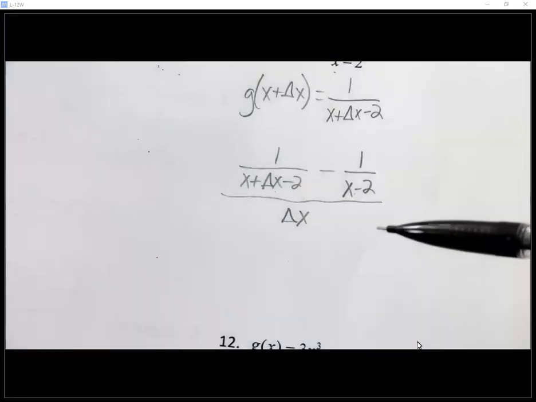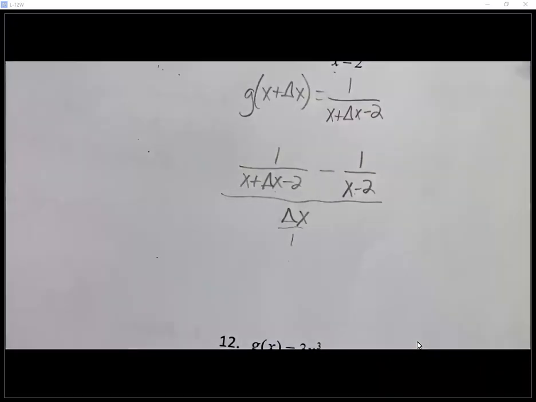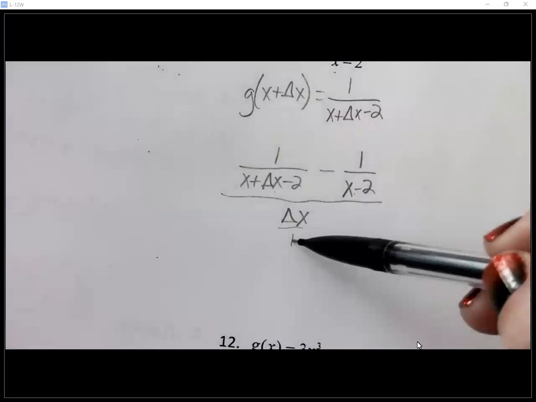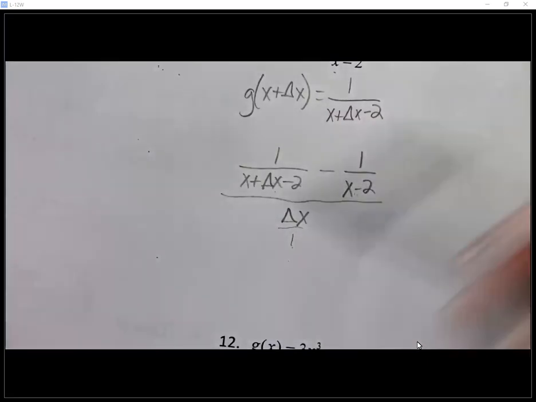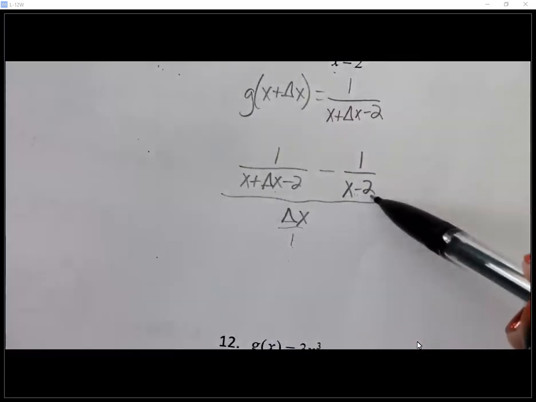So this one, you could put it over 1 if you wanted, just so that it's a fraction too. So now if I look at all of the denominators of the little fractions, my common denominator is literally going to be this whole thing times this whole thing. You see that? There's no shortcut here.